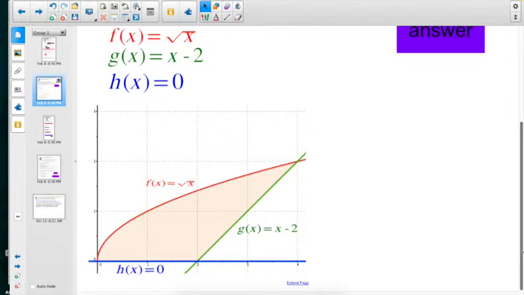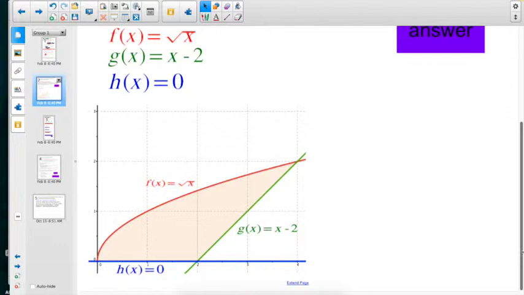Like for instance, from 0 to 4, what's my upper curve? Square root of x. Is it always my upper curve? Yeah. In other words, everything is always below it? Okay, how about my lower curve? Is this the lower curve from 0 to 4? No, it's only the lower curve from 0 to 2. And then what's the lower curve?